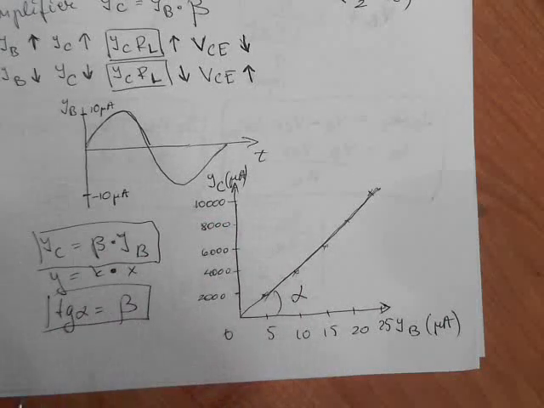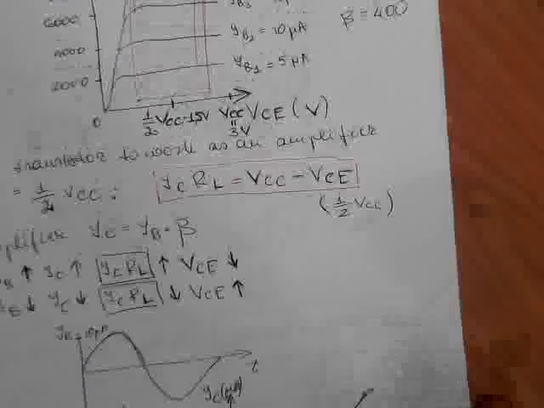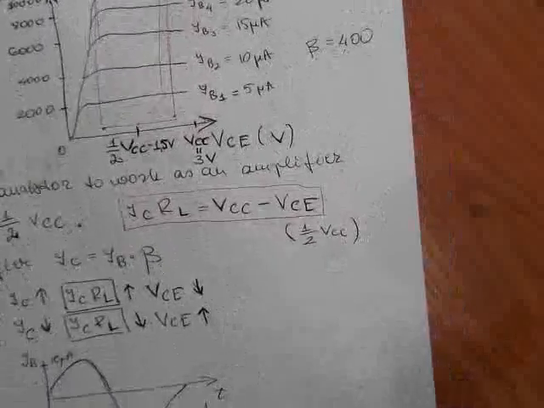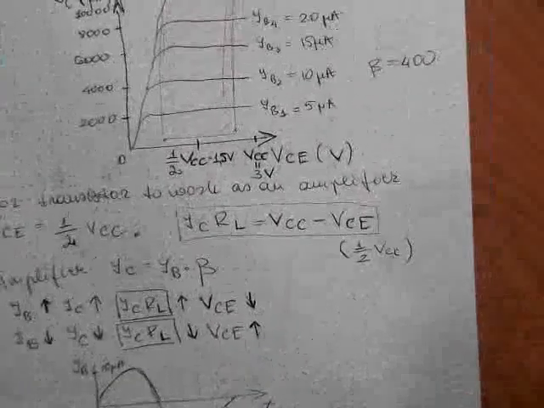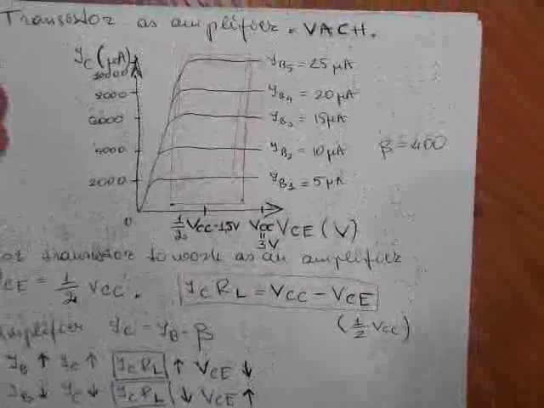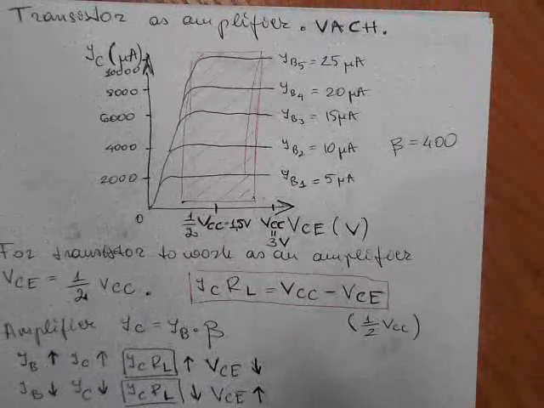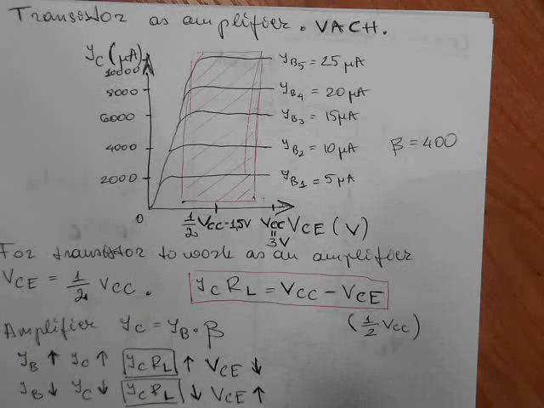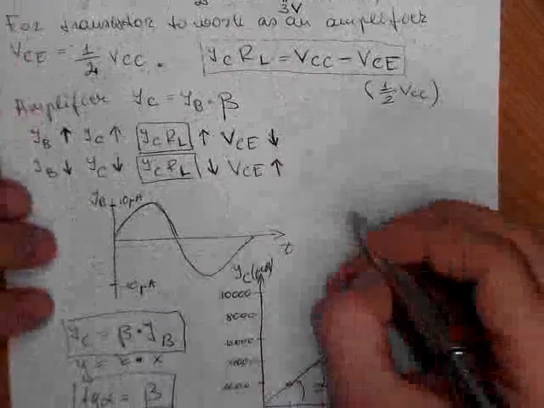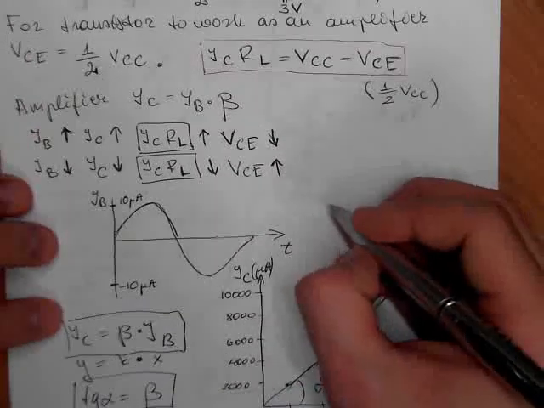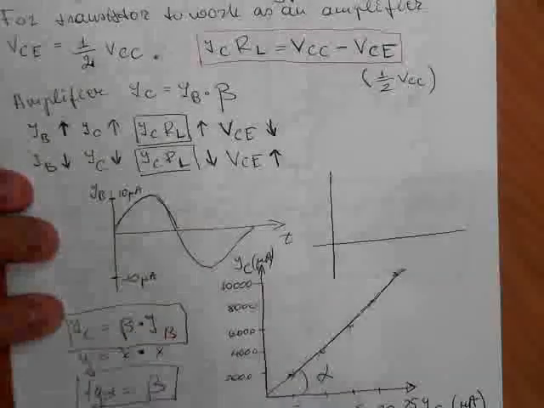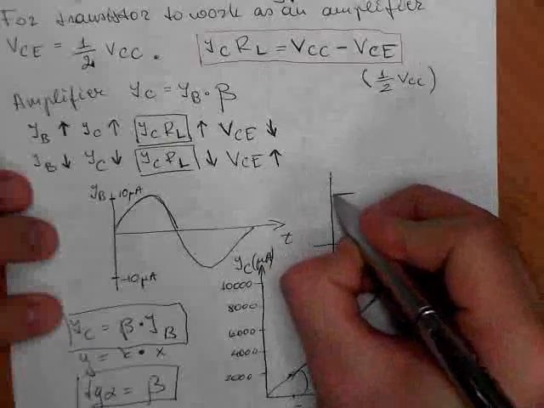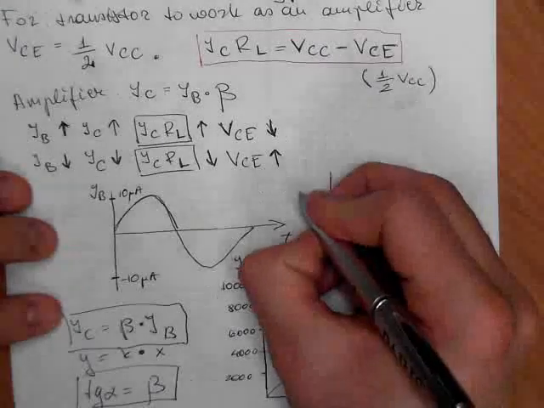And now, as I told you here, how to select the base current? The base current is usually selected as some positive value. So let's say it is selected 15 microamps.